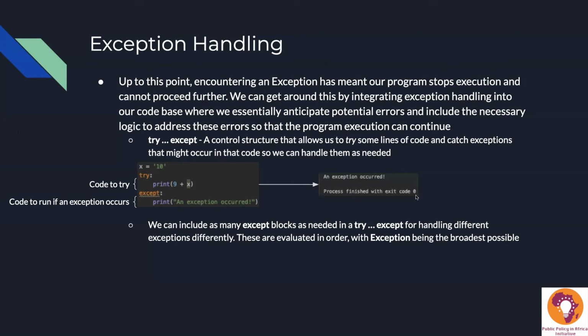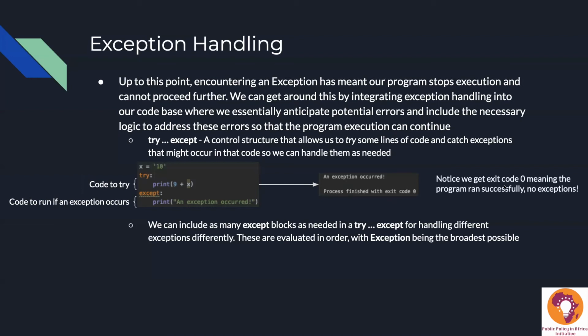But instead of getting an exit code 1, a traceback, and all the errors, we just get an exception occurred. We tried this code, it failed, an exception was raised, but then that exception was caught by this except block, and the code inside the except block is executed. It just prints out an exception occurred, and we see that printed to the console here, and then process finished with exit code 0. So it exited successfully. We successfully handled our exception.